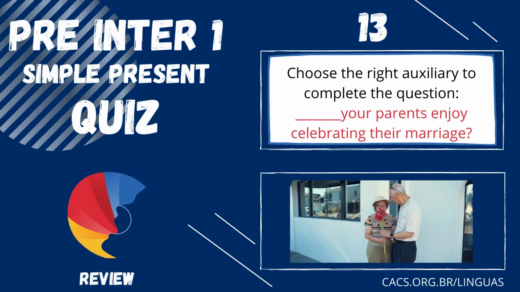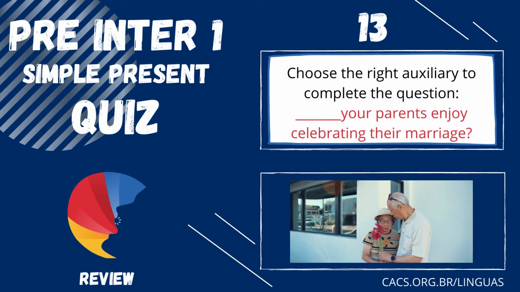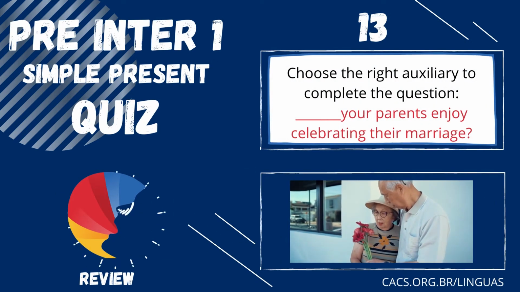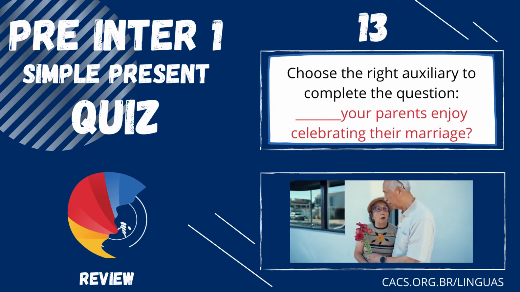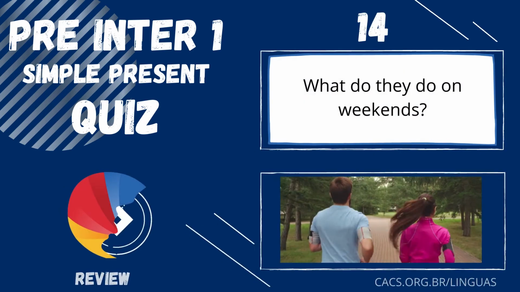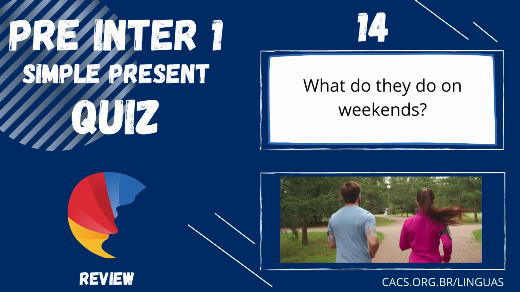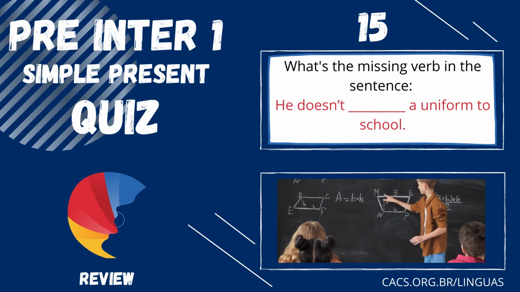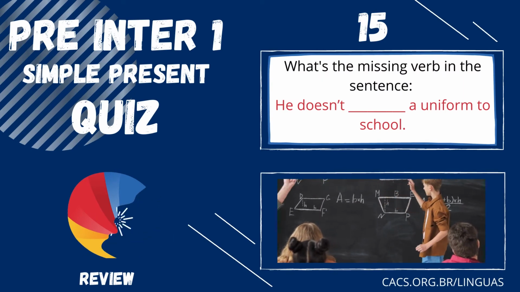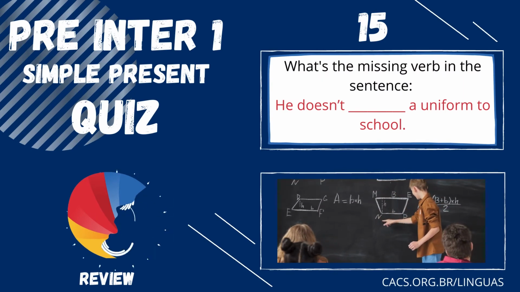13. Choose the right auxiliary to complete the question. Blank, your parents enjoy celebrating their marriage? 14. What do they do on weekends? 15. What's the missing verb in the sentence? He doesn't, blank, a uniform to school.